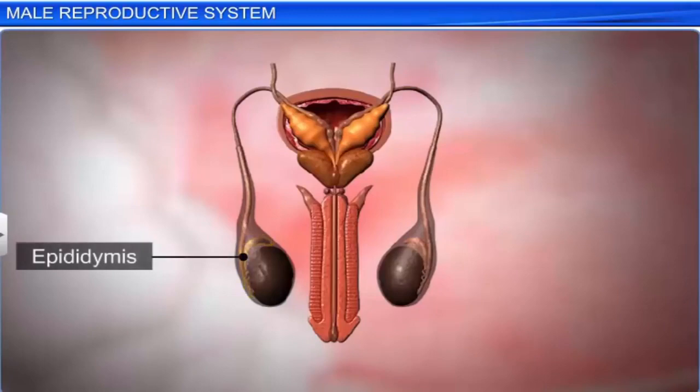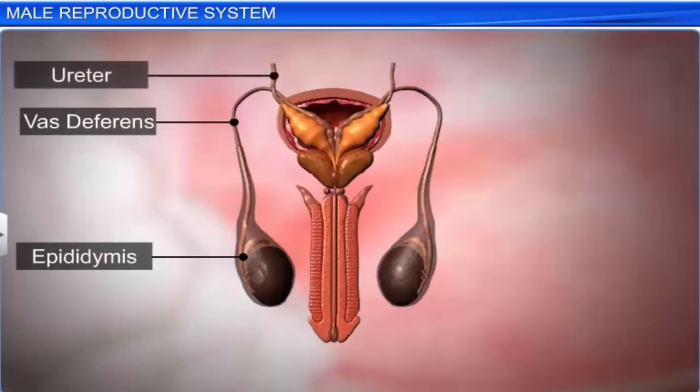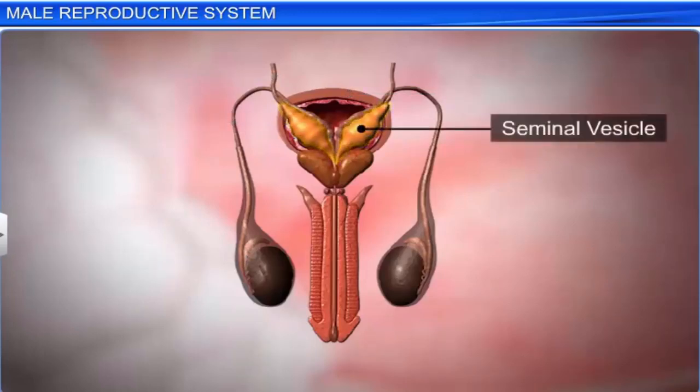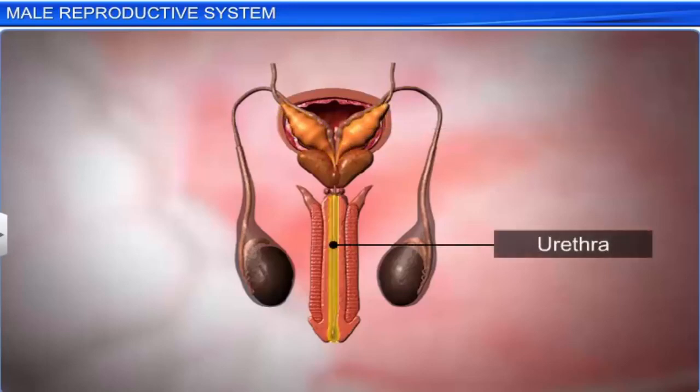The epididymis leads to the vas deferens that ascends into the abdomen and curves around the ureter and loops over the urinary bladder. It extends backwards and receives the duct from the seminal vesicle and finally opens into the urethra as an ejaculatory duct.